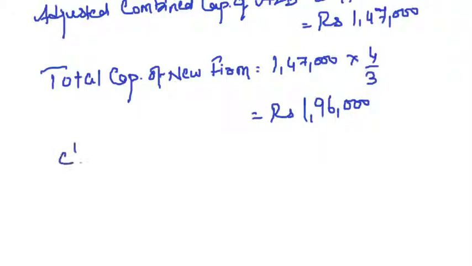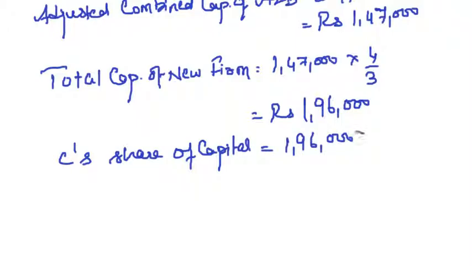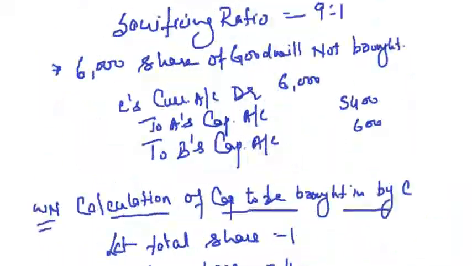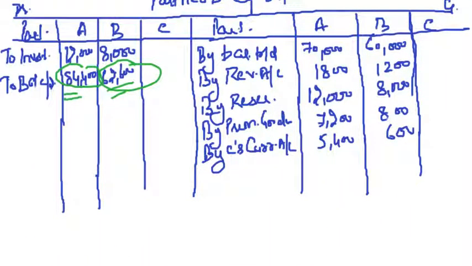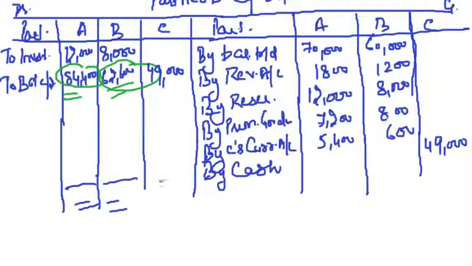Out of this 1,96,000, C will bring capital proportionate to his share of profit. C's share of capital will be 1,96,000 multiplied by 1/4, rupees 49,000. Clear? So this is the capital to be brought in by C. Here we'll say by cash 49,000 and balance carried down as 49,000. So you can total this out.